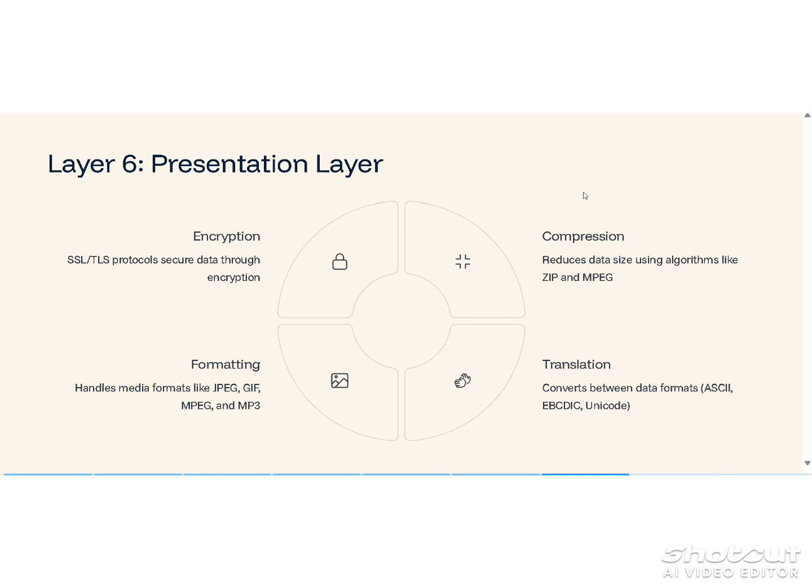And compression, reducing the size with algorithms like zip files and MPEG, also happens in the presentation layer. In formatting, media formats like JPEG, GIF, MPEG, and MP3 also happen in this layer. And also translation, which converts between data formats. The converting of the data also happens in the presentation layer, so that it can be user friendly to all the users, right?